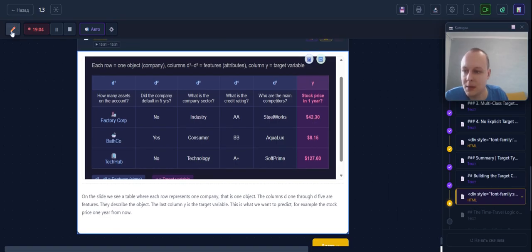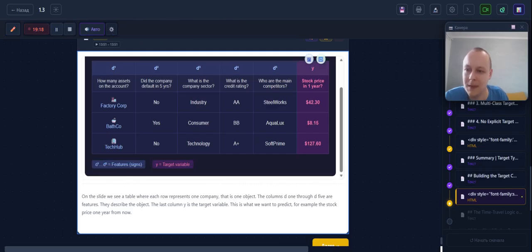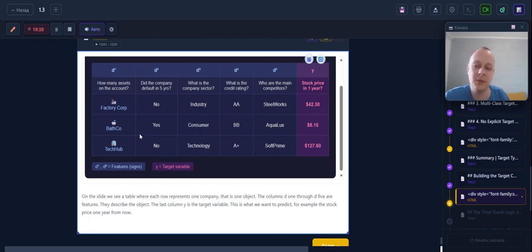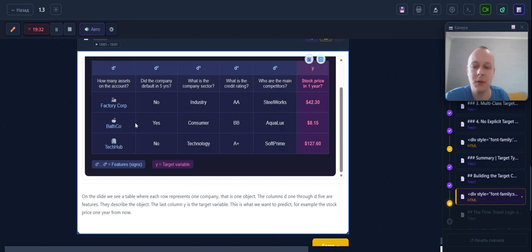Here is a little mistake in this drawing. Actually, we have to have one more column. I'm sorry. Yes, we have to have one more column with the D1 feature information. How many assets on the account is like a real value number.